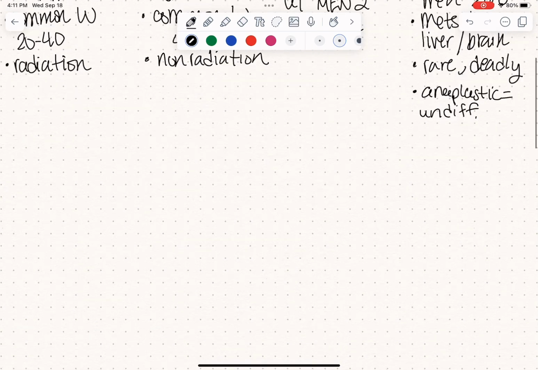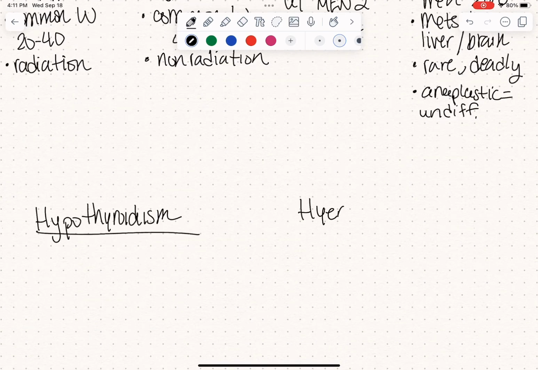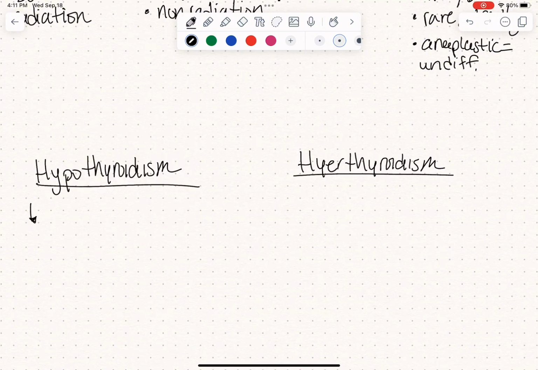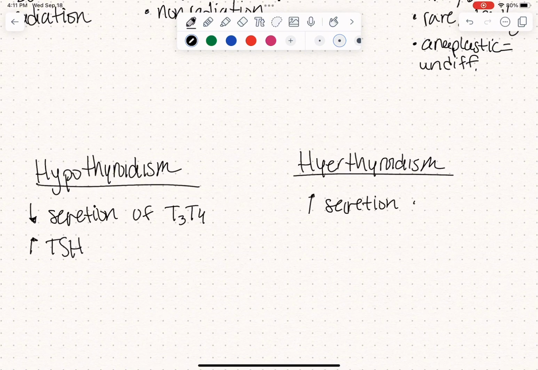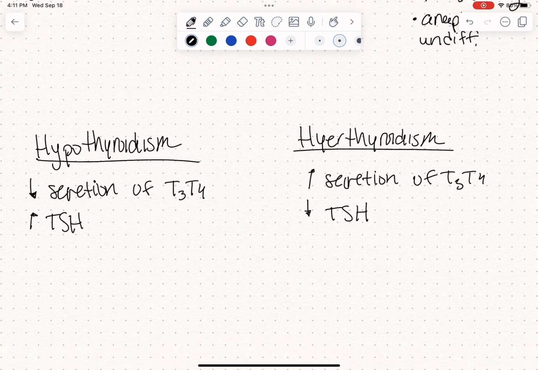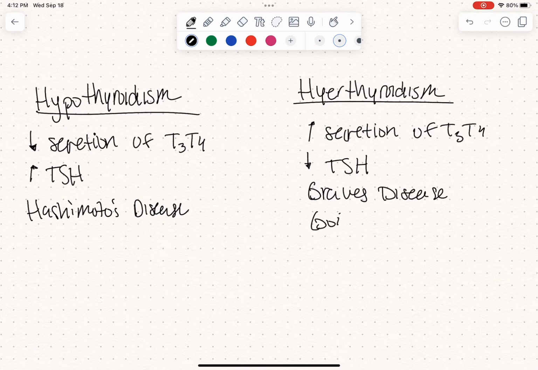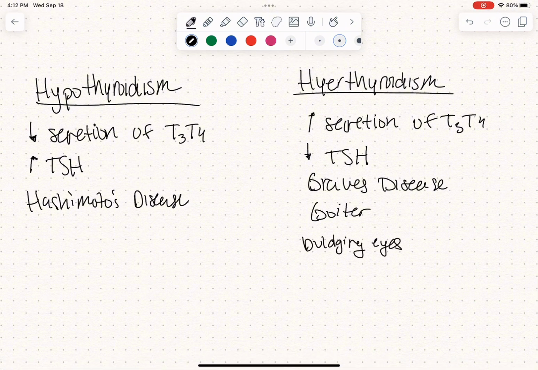I'm going to go ahead and move on to the next thing, which is hypo and hyperthyroidism. I'm going to write down the hormone levels associated with that, as well as diseases and clinical symptoms. And I'm not looking back at my book while I'm doing this active recall. That's the whole point of it. I'm trying to write down everything that I remember.